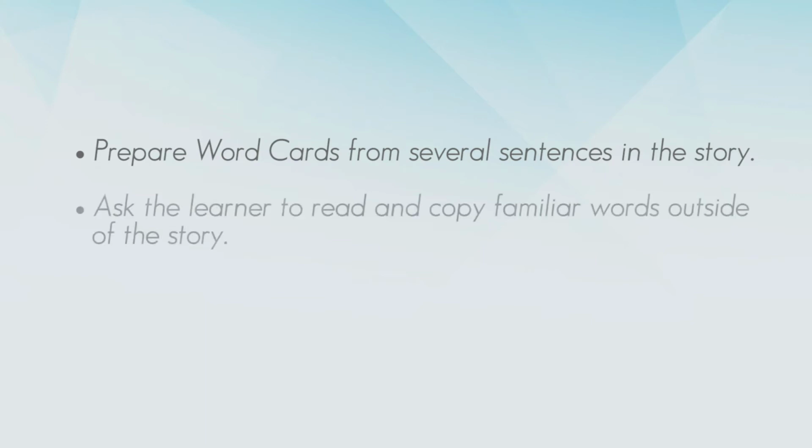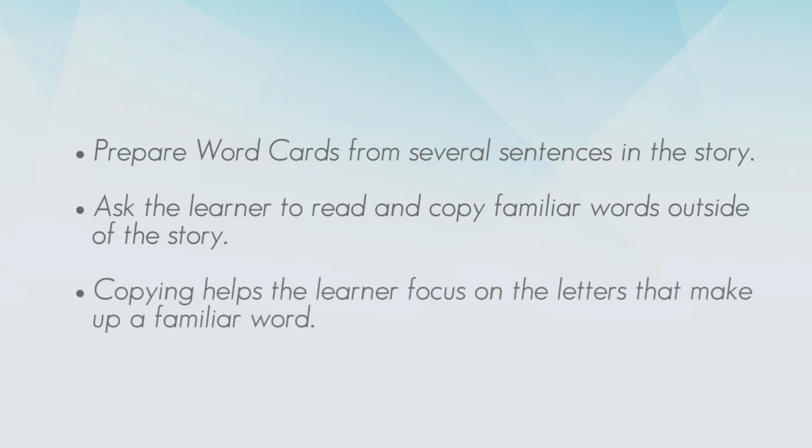In this activity, the tutor has created word cards for some of the words in the first 2 sentences in the story. Up until now, they have focused on words and sentences within the context of the story. Now the learner will look at and write individual words outside of the story. Each time the learner sees or copies a familiar word, they notice the shape of the word, the letters in it, and they learn it a little bit better.